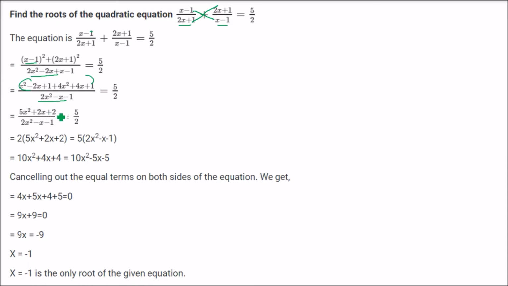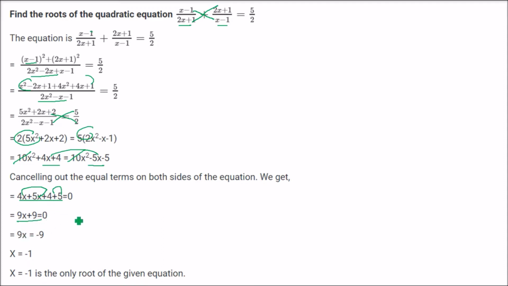Now this will become 5x square plus 2x plus 2, and the denominator remains the same. Multiply this with 2, multiply this with 5, and you get a quadratic equation like this. But if you see, this is 10x square, this is 10x square, so this gets cancelled. Only this 4x plus 4 will be equal to minus 5x minus 9. Bring all of it here, it will be 9x plus 9. See, 4x plus 5x is 9x, 4 plus 5 is 9.